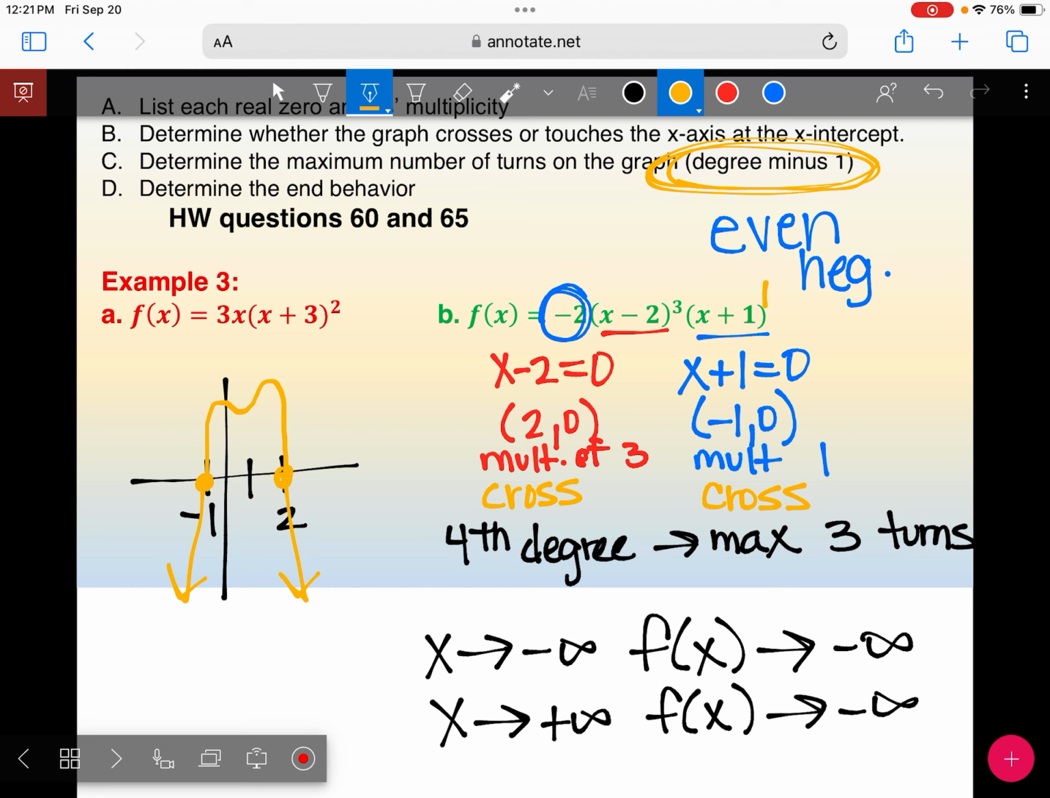Oh, so you would just say x is approaching plus and minus infinity, and then y approaches negative infinity. That's if you wanted to. You could just say plus minus instead.